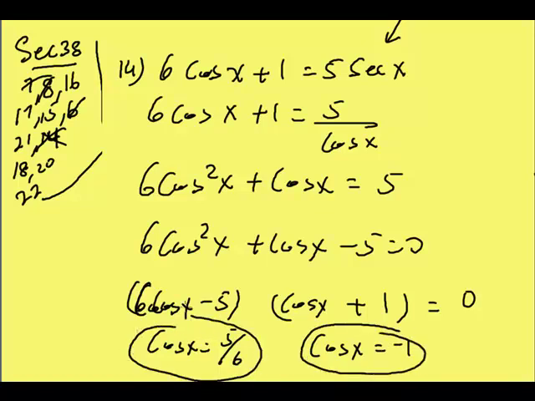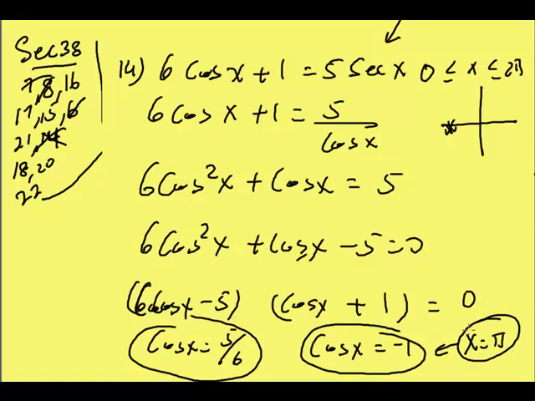Oh, it's getting ugly. Cosine of x is negative 1 is a piece of cake. Okay, where is cosine of x is negative 1? Right there. Well, I do have a domain restriction. X is greater than or equal to 0, less than or equal to 2 pi. So from this, I get x is equal to pi. That part's done. This is not so easy.